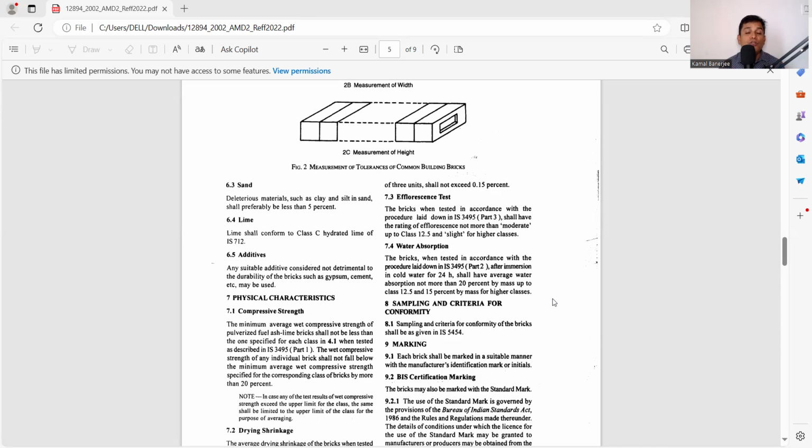So here are another two criteria. Up to class 12.5, 12.5% is the maximum, and above 12.5, 15% is the maximum. So we need to know the water absorption of the bricks. It is very important whenever we are selecting bricks for our project. So these are the things we need to check: the compressive strength, drying shrinkage, efflorescence, and water absorption. According to the project requirement and the criteria being satisfied, we can say these bricks are okay for our project. So today these are all the things about fly ash bricks.